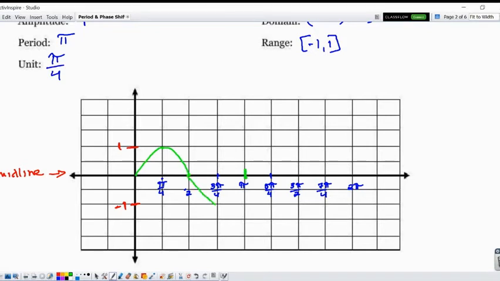X-intercept. We're going to come down to our minimum, and we're going to finish the cycle within pi units. So we can see that we have compressed that period.